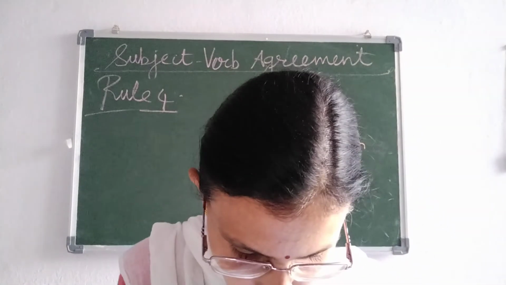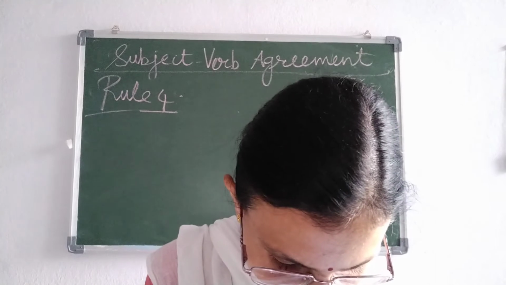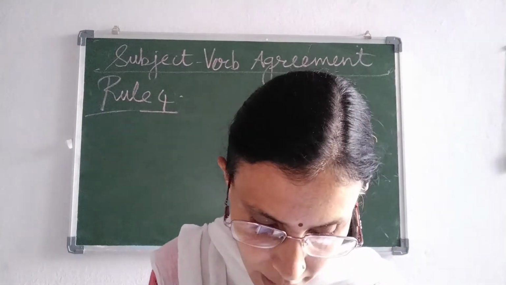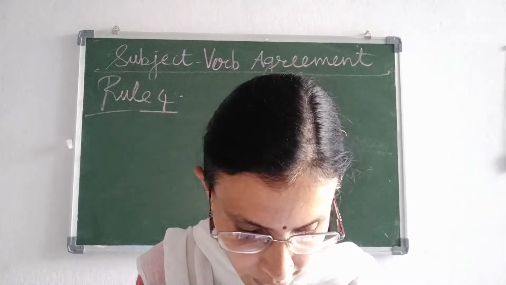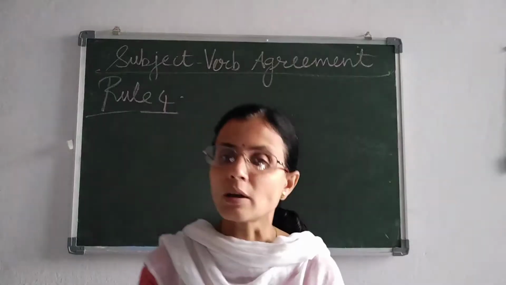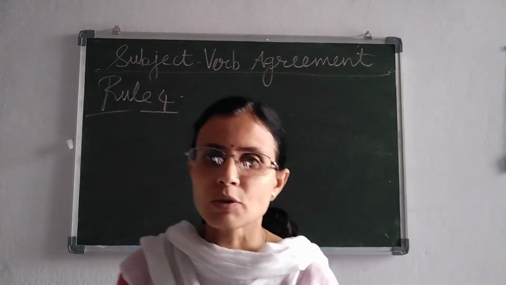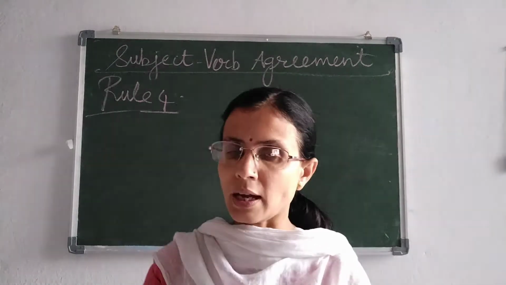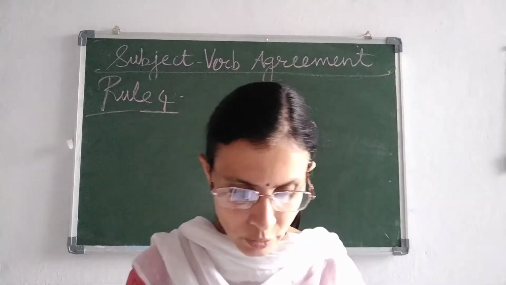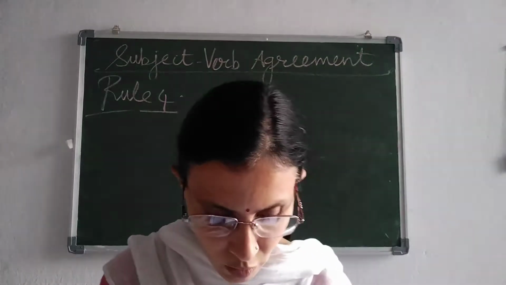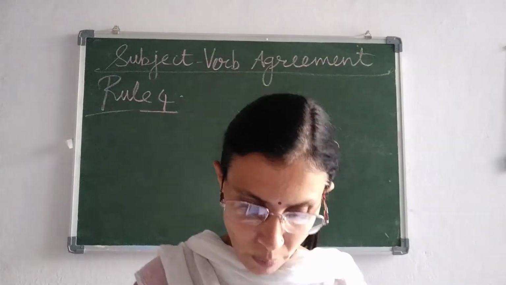What is rule number 4? If the singular subjects are preceded by each or every, the verb is usually singular. If in the subject we are using the word each or every, then the verb will also be in singular form.